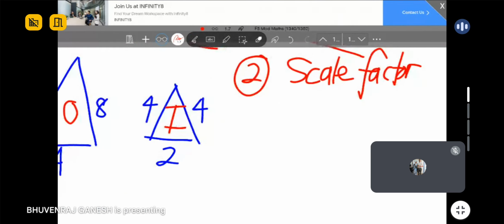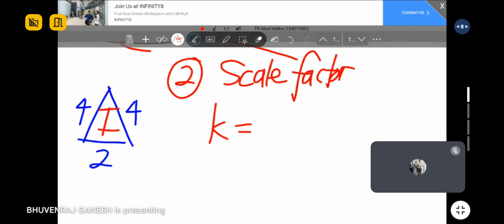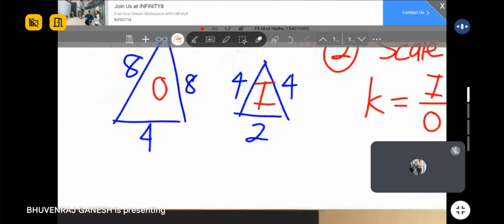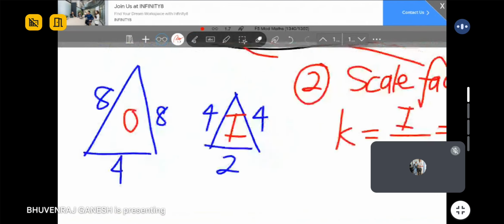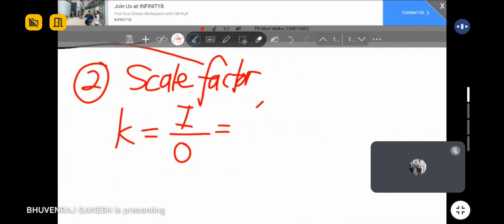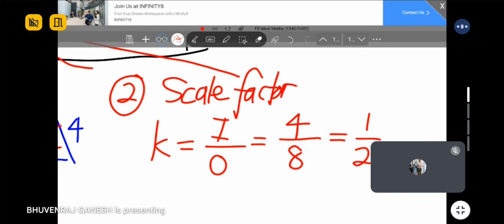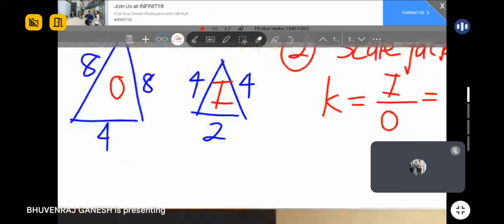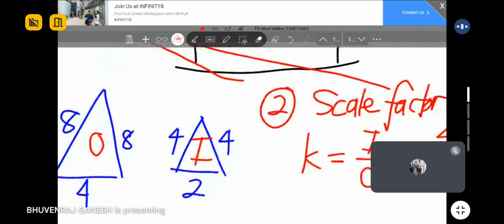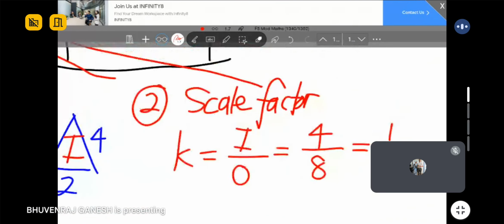Okay, so let's say this is the object, this is the image. Okay, so scale factor, macam mana kira guys? We take image over object. So kamu boleh pilih lah mana-mana sisi yang kamu nak. Any side. Okay, so if you check and see 4 over 8. So you will get 1 over 2 as your scale factor. 1/2. Do you all understand? So this is the second method we can use.